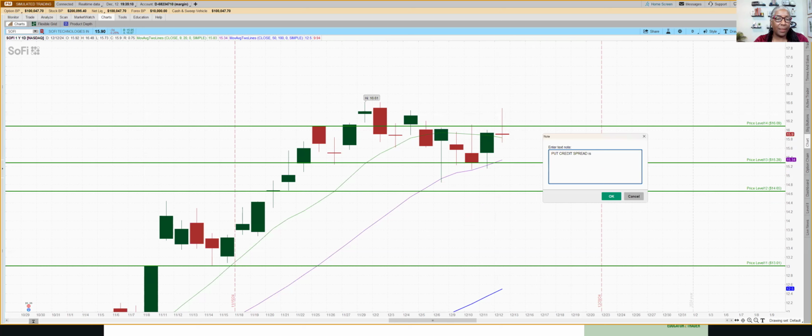You just multiply by that 20. So 20, 40, 60. Okay. Selling a put credit spread is bullish. We're going up. It's a bullish trade. So here we need to chart the support. We need to chart support is our first move.